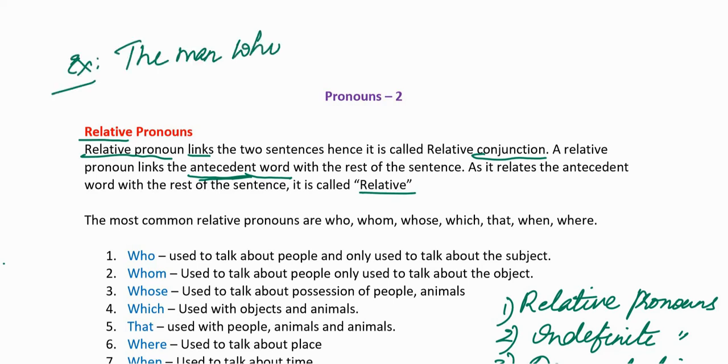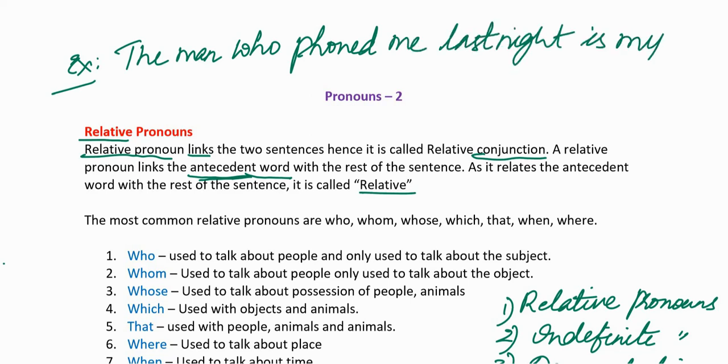Alright, let us look at an example here. The man who phoned me last night is my teacher. If we look at this sentence carefully, we can write it in 2 ways. The man phoned me last night, he is my teacher. Or we can say there are 2 parts in the sentence. But how can we link the 2 sentences together with the relative pronoun who?